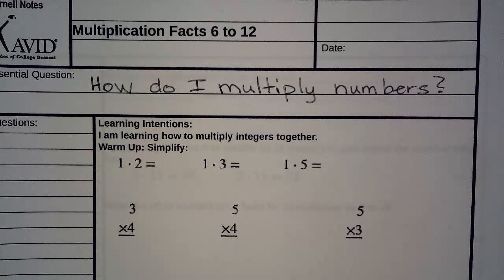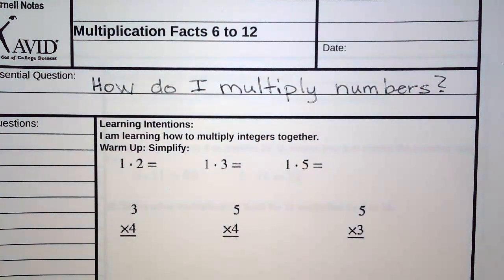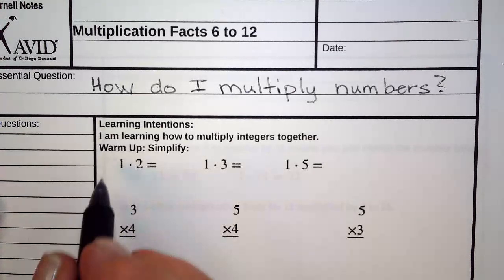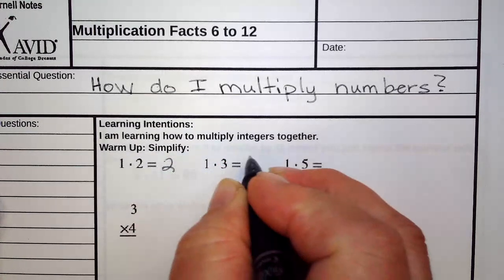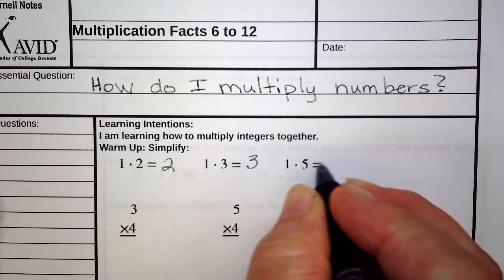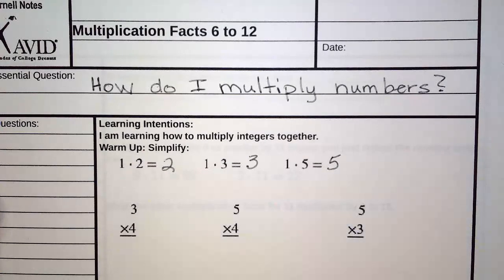Pause the video. You've got 6 warm-up questions. Can you do those on your own? I do hope you tried. When you multiply by 1, you get that number back. So 1 times 2 is 2. 1 times 3 is 3. 1 times 5 is 5.